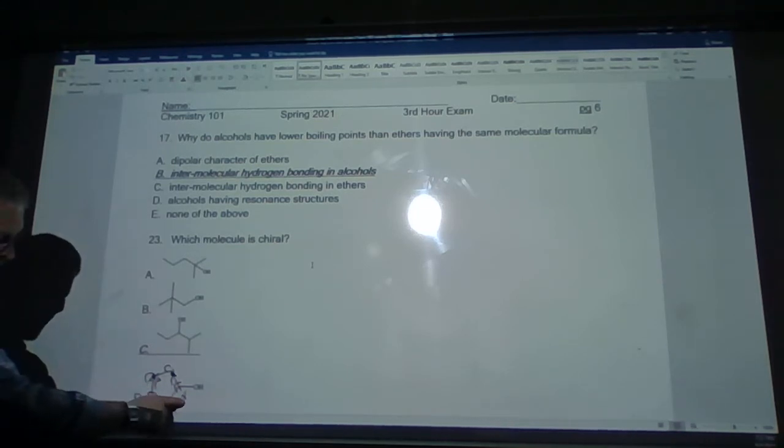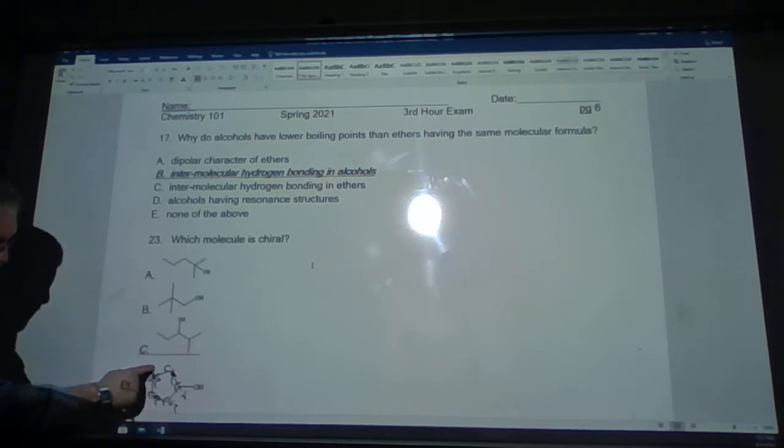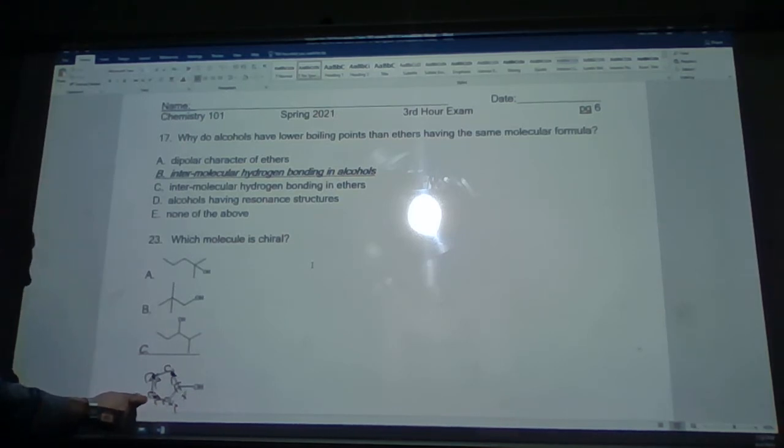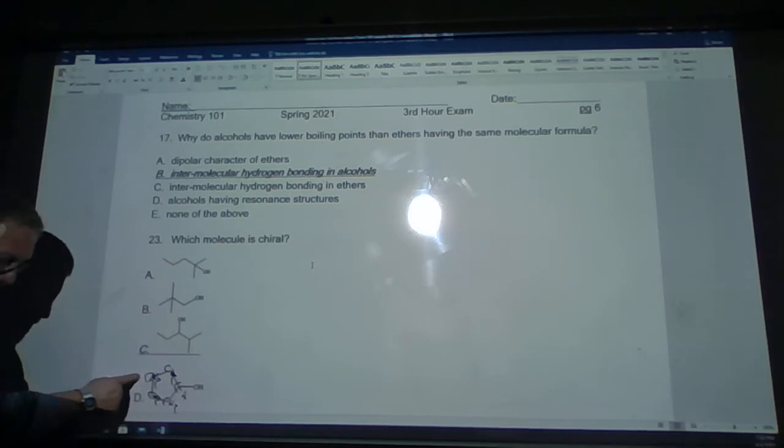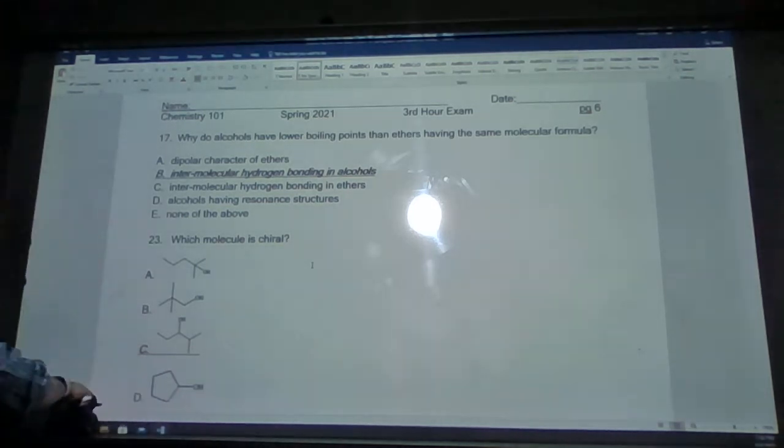This carbon is bonded to a hydrogen and an OH, but it's also bonded to a CH2 and a CH2. Is there any other difference further down? Well, what's this carbon bonded to? A CH2. What is that carbon bonded to? A CH2. Well, what is this carbon bonded to? A CH2. What is this carbon bonded to? A CH2. So as we go around this ring, we come to no potential difference on any of those carbons. D is not chiral.